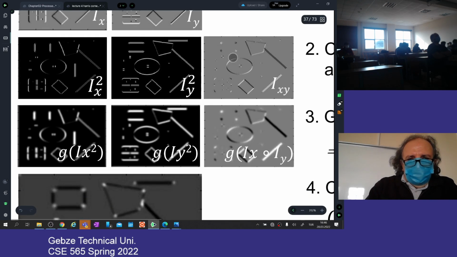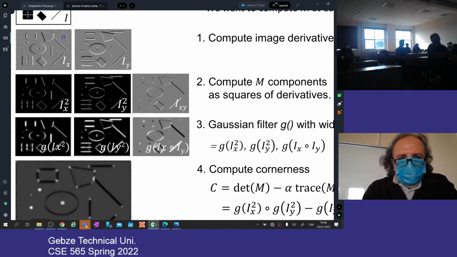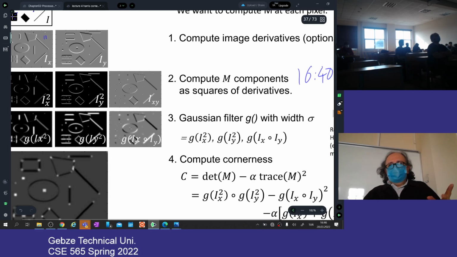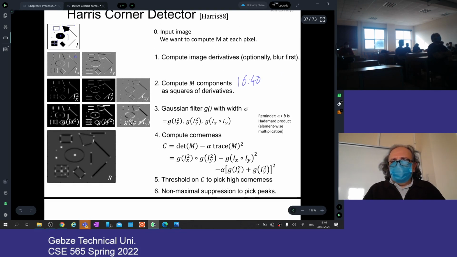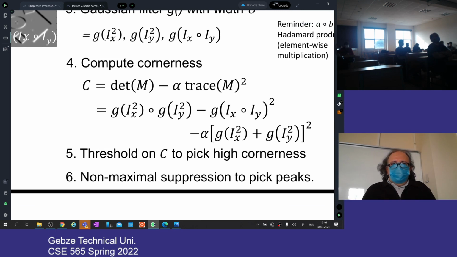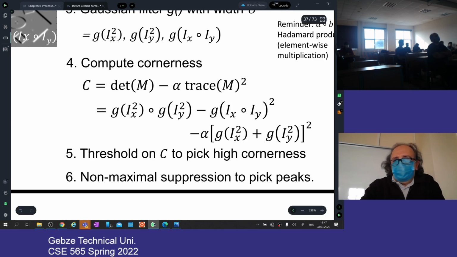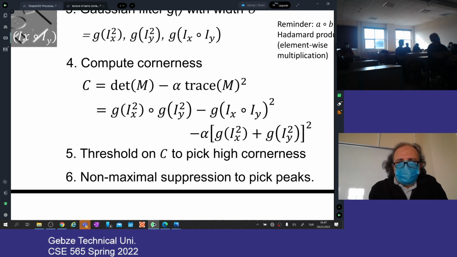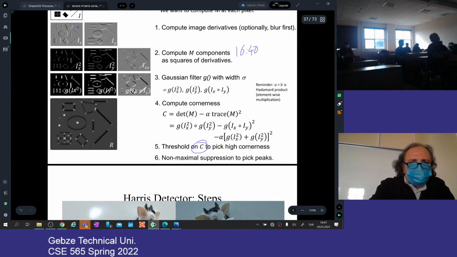Okay. And then I do all these calculations. I do the Gaussian filtering. Compute the image derivatives, optionally blur first. Compute the M components as squares of derivatives, and the Gaussian filter of all the Ix squared, Iy squared, and Ix times Iy, and then calculate this. Determinant of M minus alpha times trace of M. Well, determinant of M is just lambda 1 times lambda 2, and trace of M is the addition of lambda 1 and lambda 2. And choose a threshold on C and mark all those positions as the corners.